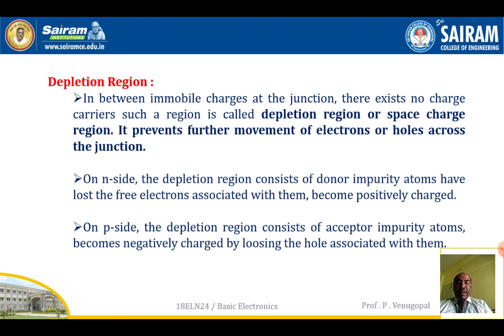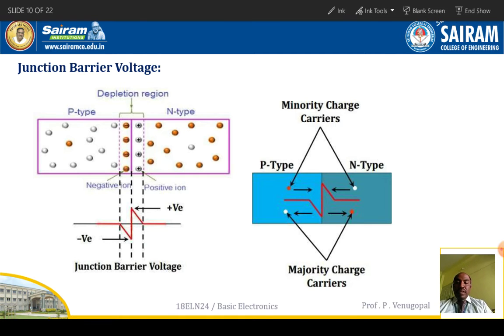This depletion region prevents further movement of electrons or holes across the junction. On the N side, the depletion region consists of donor impurity atoms which have lost the free electrons associated with them and become positively charged. I already told you this in the beginning. On the P side, the depletion region consists of acceptor impurity atoms and becomes negatively charged by losing the holes associated with them. Next, the parameter related to this PN junction is junction barrier voltage.